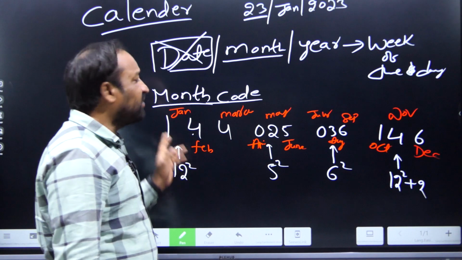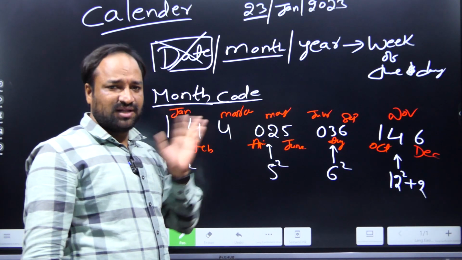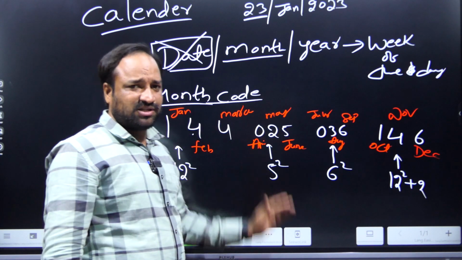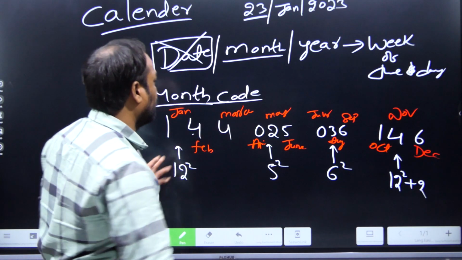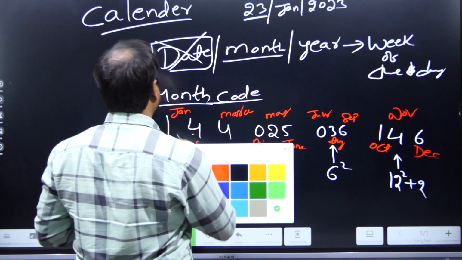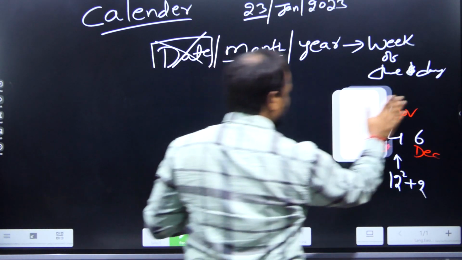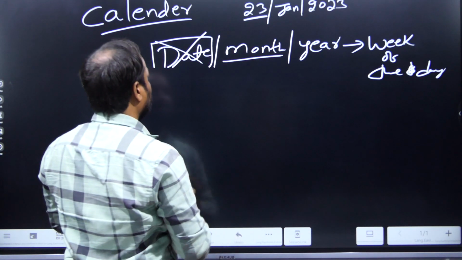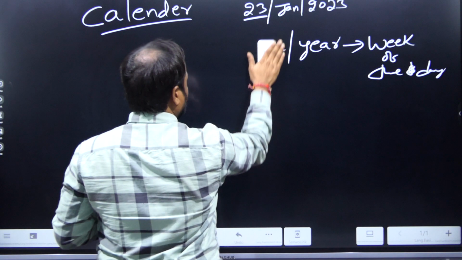Simply we can remember 144, 025, 036, 146: that is 12 square, 5 square, 6 square, and 12 square plus 2. This is the month code. Now we have completed the month, and the date is completed already.